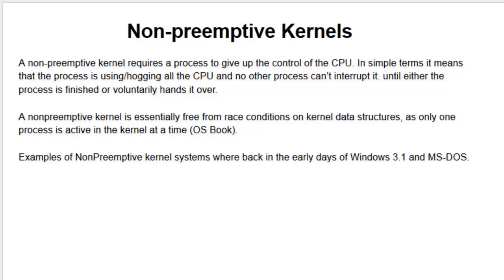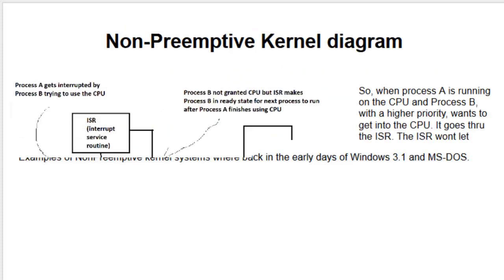Now let's talk about non-preemptive kernels. A non-preemptive kernel requires a process to give up the control of the CPU. In simple terms, it means that the process is hogging all of the CPU and no other process can interrupt it until either the process is finished or voluntarily hands it over. A non-preemptive kernel is essentially free from race conditions on kernel data structures, as only one process is active in the kernel at a time. Examples of non-preemptive kernel systems were back in the early days of Windows 3.1 and MS-DOS.